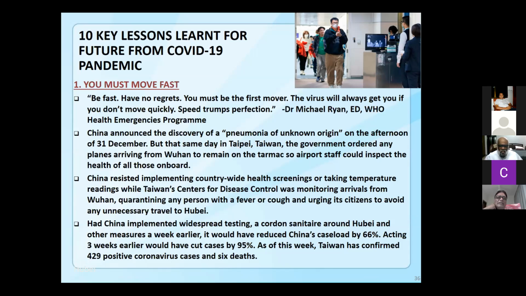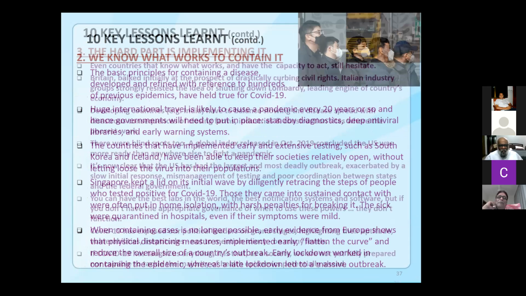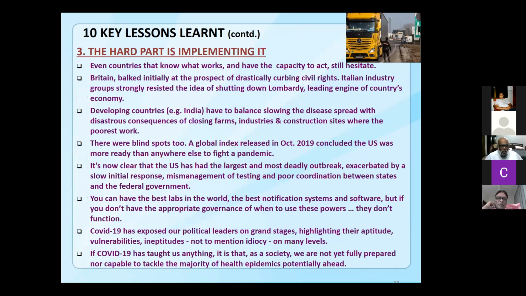One of the important things in COVID-19, speed is important. You have to move very, very fast. We know what can contain COVID-19. At least we don't know too well about COVID-19, 5 months into the pandemic, but still we know how to contain it. The hard part is how to implement what we know. What works, we know, but implementation. We have seen in India also, we have had lockdown, but so many people were breaking the lockdown.